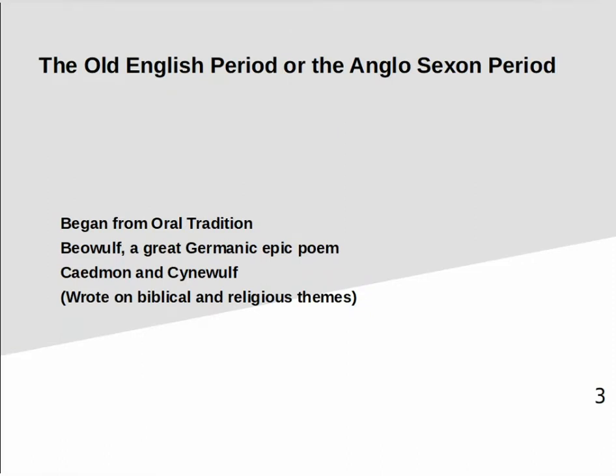The Old English or Anglo-Saxon period refers to the literature produced from the invasion of Celtic England by Germanic tribes in the first half of the 5th century to the conquest of England in 1066 by William the Conqueror. During the Old English period, written literature began to develop from oral tradition, and in the 8th century, poetry written in the vernacular Anglo-Saxon appeared. One of the most well-known Old English pieces of literature is Beowulf, a Germanic epic poem. Two poets of the Old English period who wrote on biblical and religious themes were Caedmon and Cynewulf.